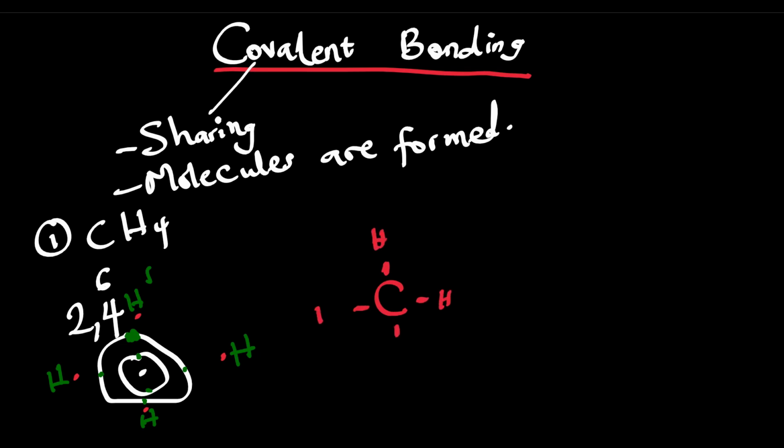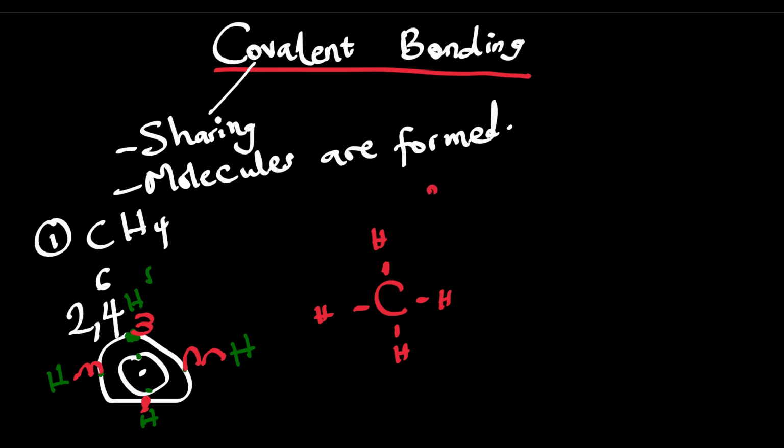A bond will be formed, a bond will be formed, a bond will be formed. This is how it will be. That is, the one electron here is forming a bond here. This is also forming a bond. This is forming a bond. Right? You get the logic now. This is exactly how it is.